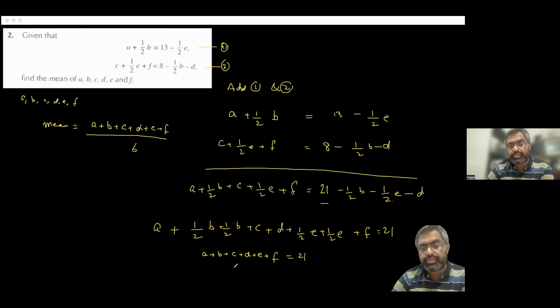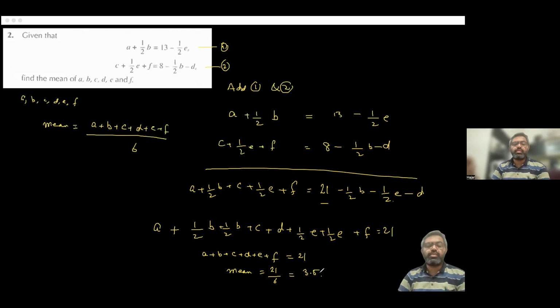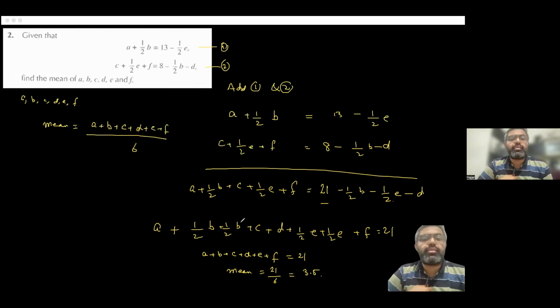So mean is going to be the sum of all the numbers divided by 6, which is 21 over 6. This is 3.5. So we have got the mean of all these 6 numbers. We satisfy these 2 equations. That was part 2 of Challenge Yourself.